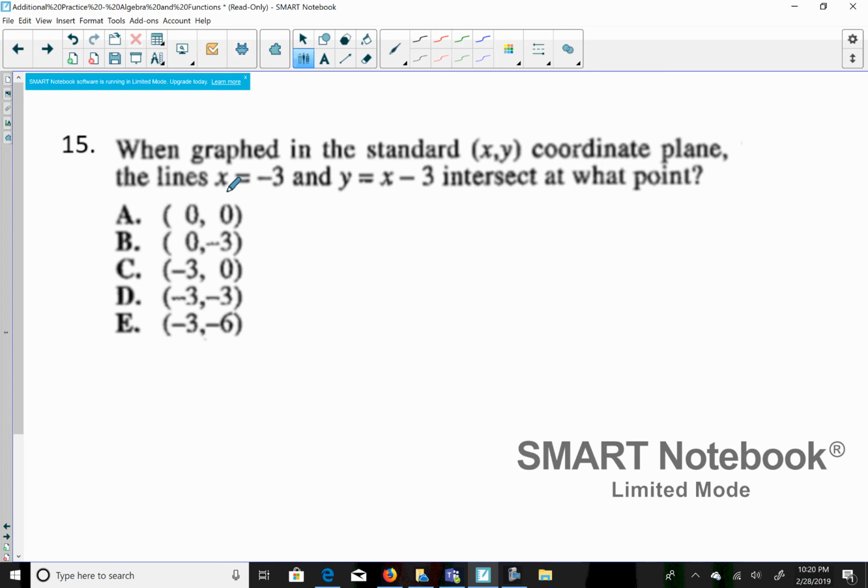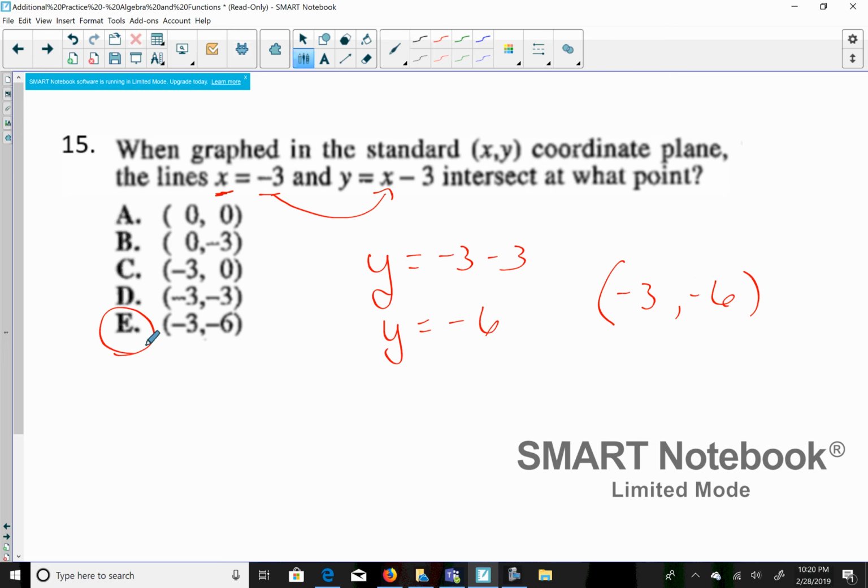I'm going to take and place x. They tell me x is equal to -3, so I'm going to stick that -3 into the other equation and solve for y. So I'm going to have y is equal to -3 minus 3. So y is equal to -6. So the place where these two lines intersect, my x was -3, my y is -6. So I want -3, -6, which happens to be choice E.